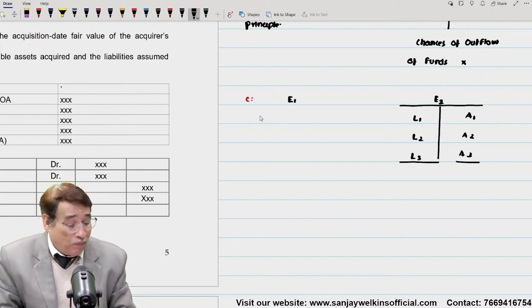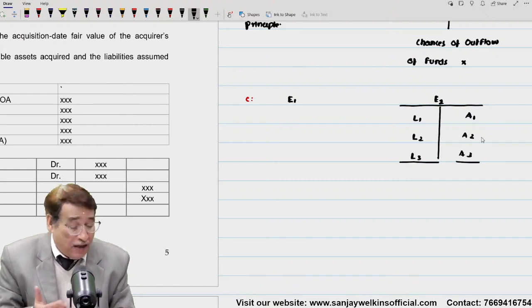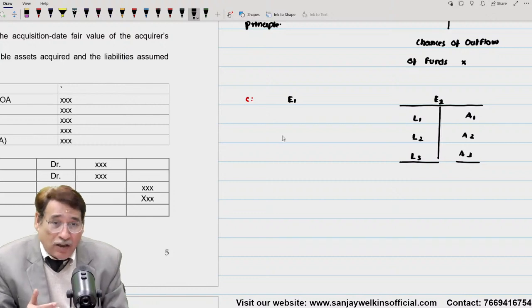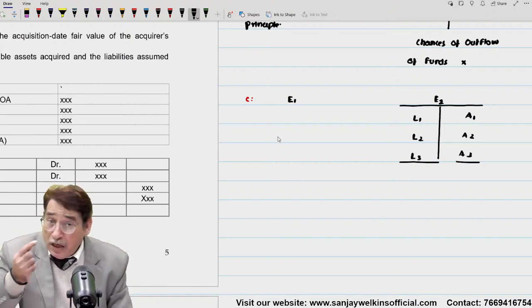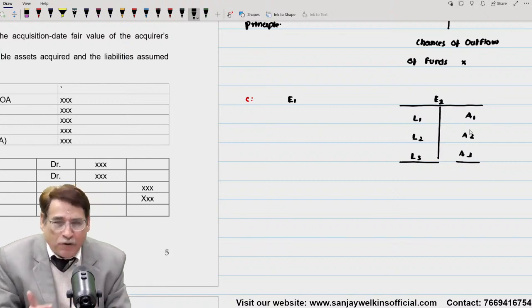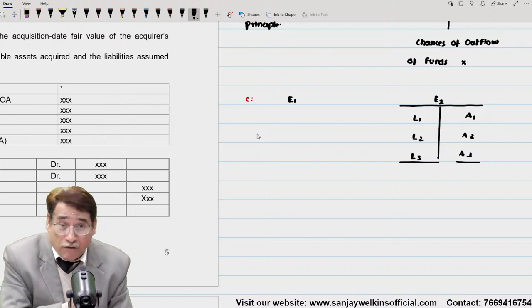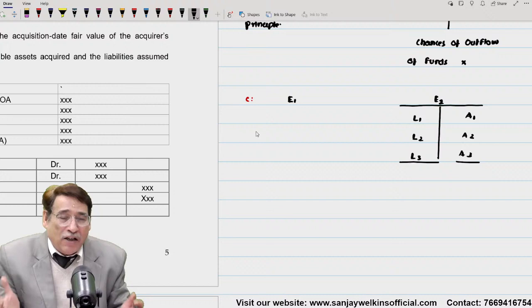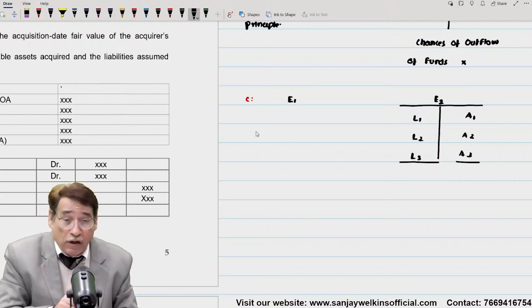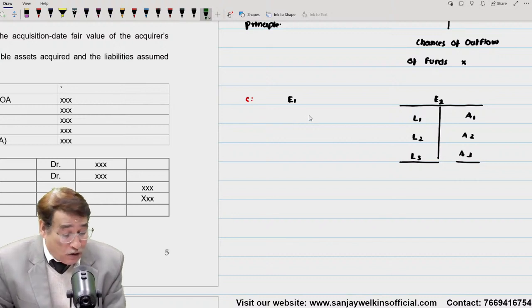But sometimes what happens is, we record all or some of the assets appearing on the asset side and the liabilities appearing on the liability side. The general principle is that we have to record them at fair value, but we are not recording them at fair value. If some items appearing in the balance sheet of the acquiring company are recorded but not at fair value, then it becomes an exception to measurement.